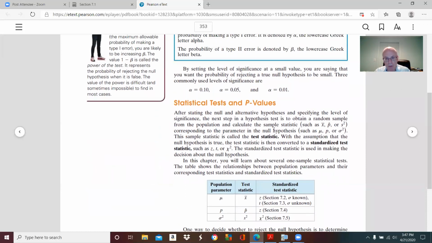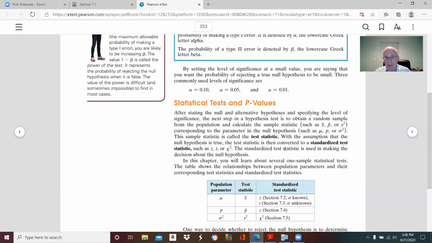We're going to calculate what's called a test statistic. And how we're going to do that, we're going to use formulas that we've seen before. We're going to come up with Z statistics. We're going to come up with T statistics. And then we're going to find the probability of getting those statistics or something more extreme than those statistics. I'll show you how to do that.